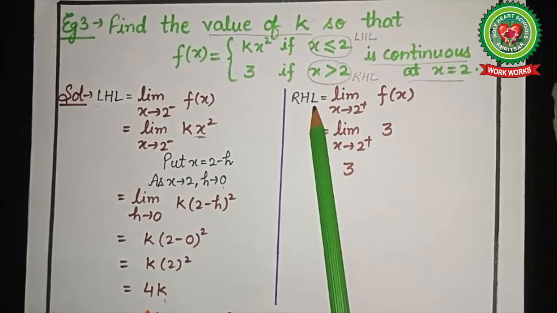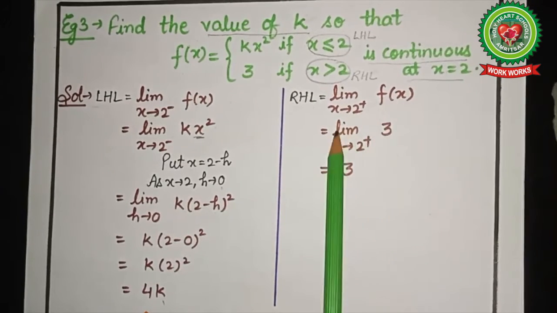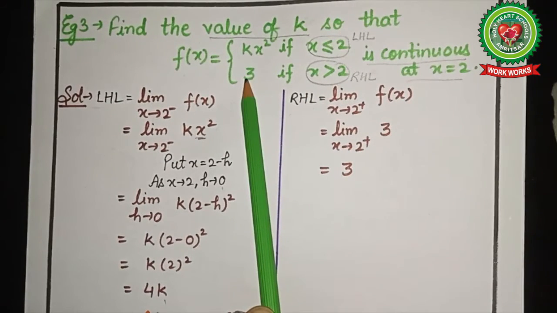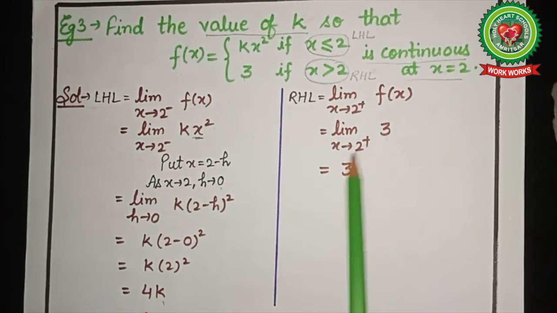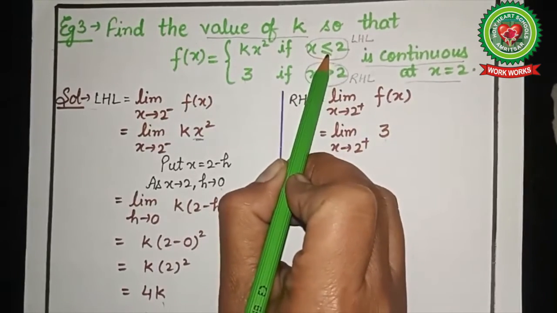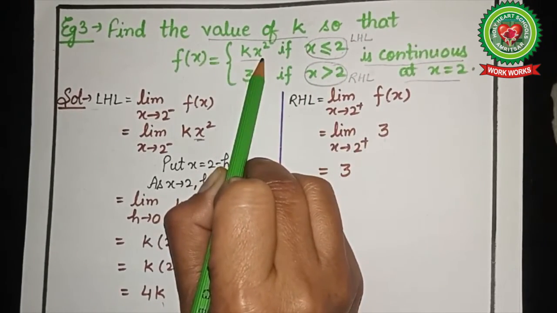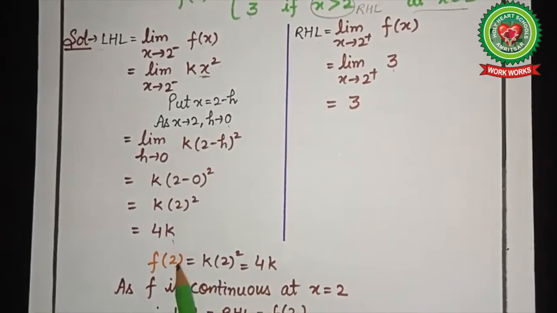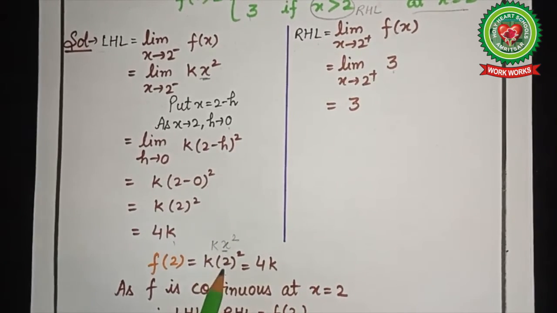Now the right hand limit. Limit x approaches 2 positive of f(x). The value of f(x) is 3 for x greater than 2, so here we will write down 3. No x values are there, so the answer will be 3 only. Now for x equal to 2, the equal to sign is here, so we will consider the same expression for the value of the function at point 2. So f(2) will become k into, in place of x we put the value, so it is 2 square.